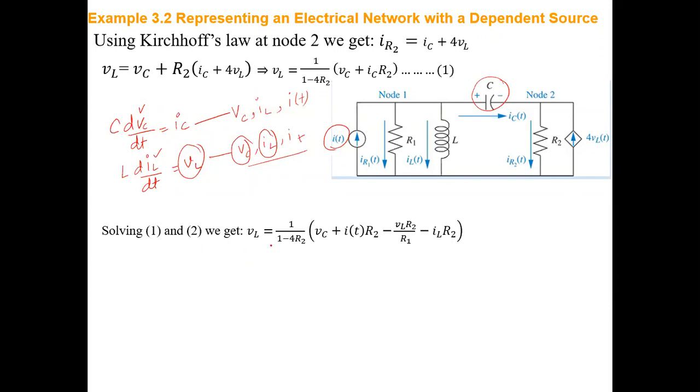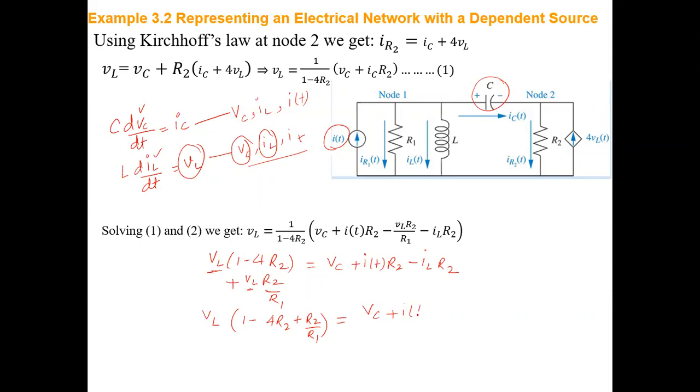So VL, let's multiply this. VL times 1 minus 4R2 equals VC plus IT R2 minus, can I bring it over, this guy? Minus becomes plus when I bring it over, right? Plus VL R2 over R1. Then you have negative IL R2. So you can factor out VL from here. So VL factor out. What are you left with? Help me here. 1 minus 4R2 plus R2 over R1 equals whatever you have on the right hand side. Does it make sense so far?